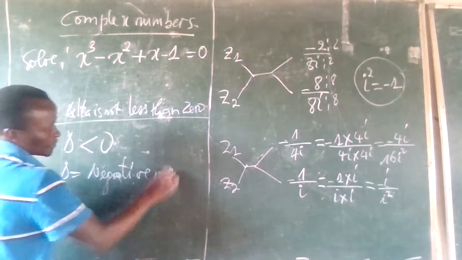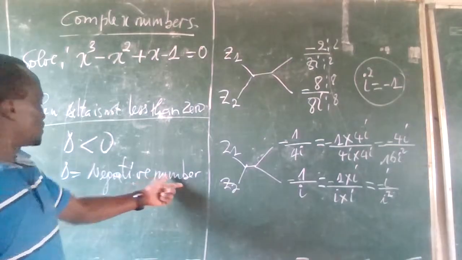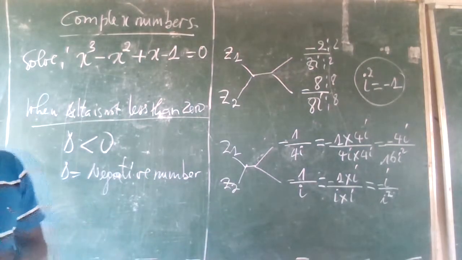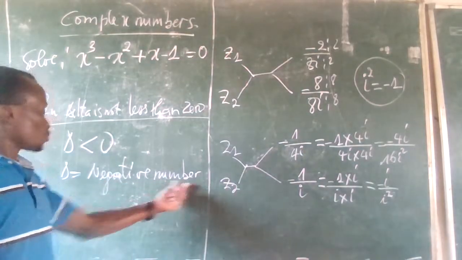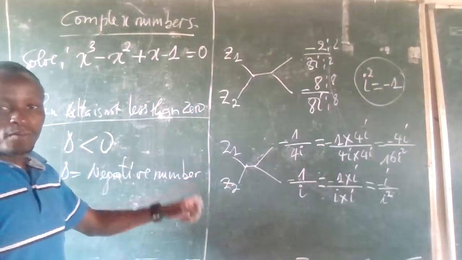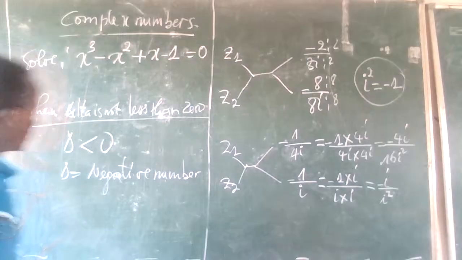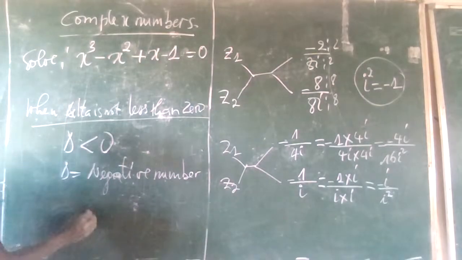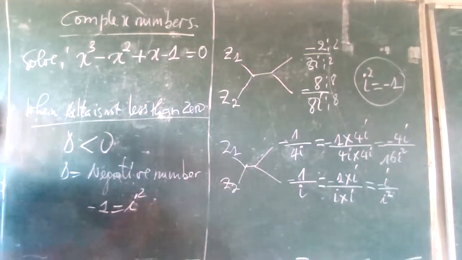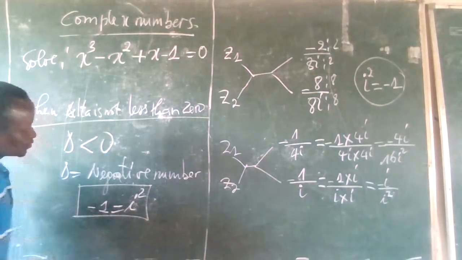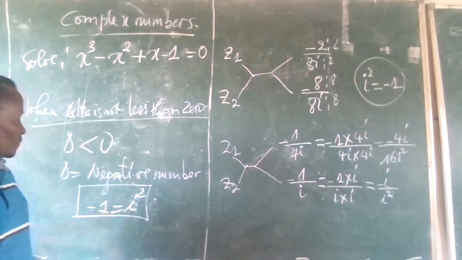Negative number. When delta is less than 0, it means the delta is equal to a negative number. It means that if delta is a negative number, we should solve that equation in complex numbers, where that negative will be changed into -1. Sorry, it should be that in complex numbers, -1 will be i squared, always. It means we are going to solve that question in complex numbers.